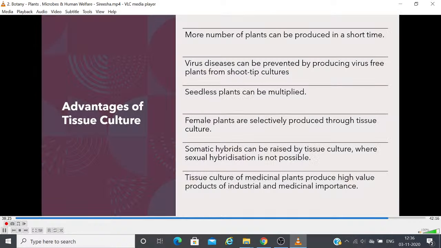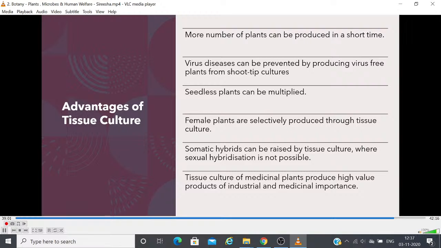Now let us look into the advantages of tissue culture. More number of plants can be produced in a short time. Virus diseases can be prevented by producing virus-free plants from shoot tip cultures. Seedless plants can be multiplied. Female plants are selectively produced through tissue culture. Somatic hybrids can be raised by tissue culture where sexual hybridization is not possible. Tissue culture of medicinal plants produces high value products of industrial and medicinal importance.